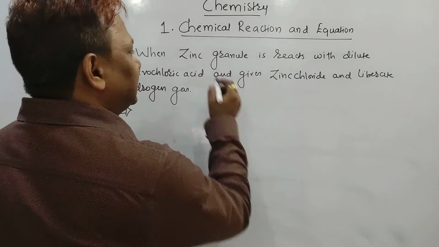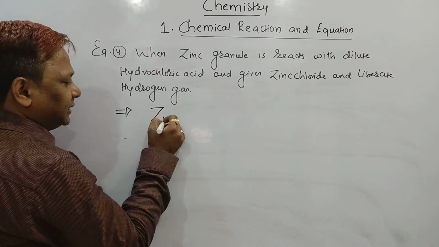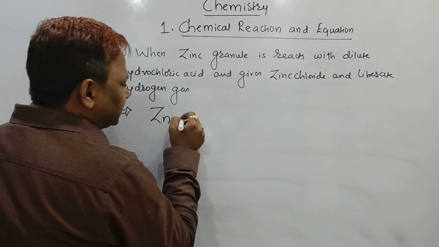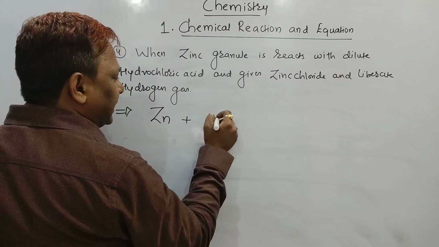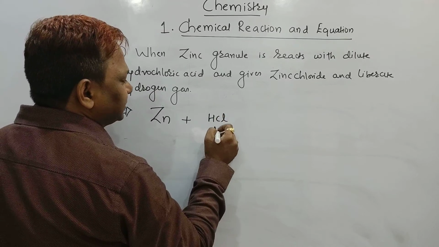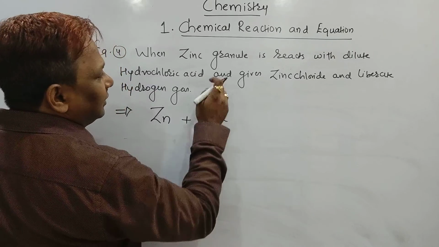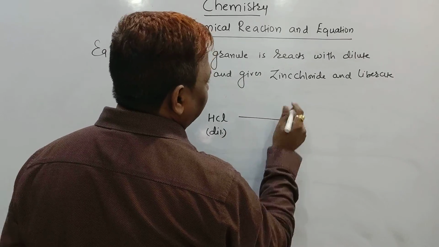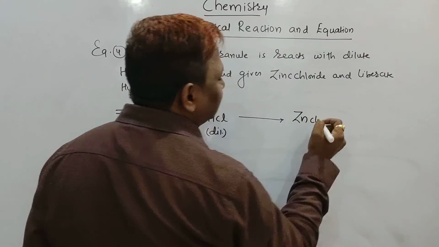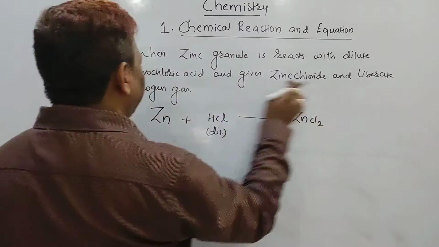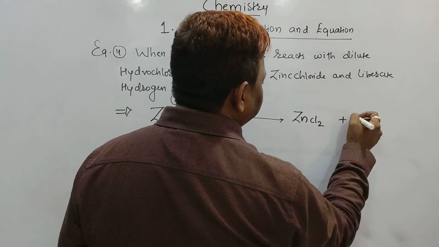In this case, zinc granule means the symbol of zinc is Zn, reacts with means plus, dilute hydrochloric acid means HCl, and just mention here that it is dilute, and gives, very good, zinc chloride. The zinc chloride formula is ZnCl2, and it liberates hydrogen gas, means plus H2.